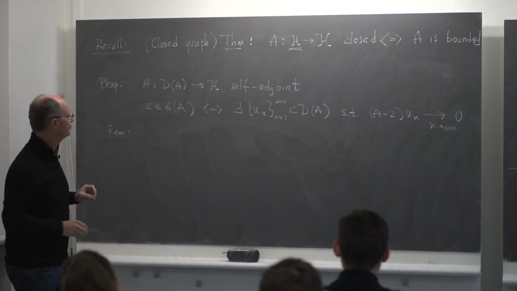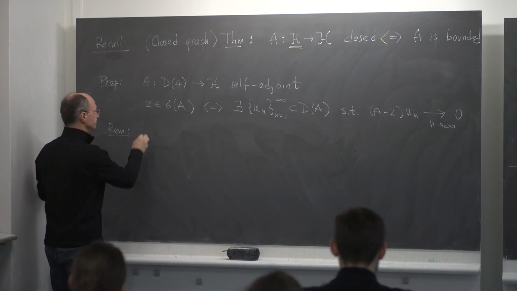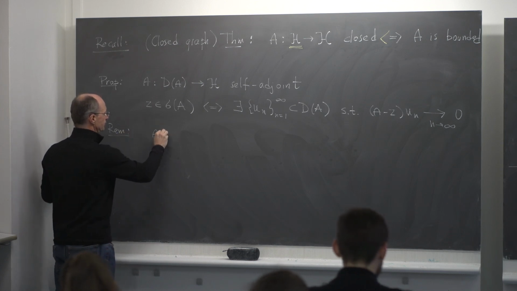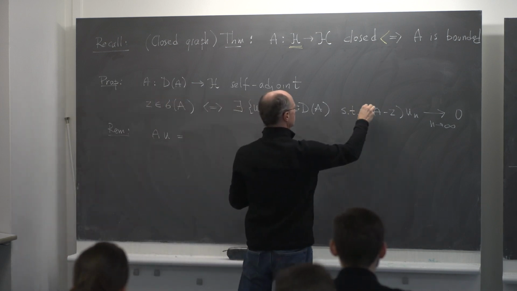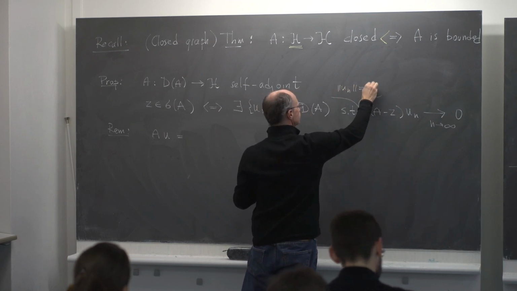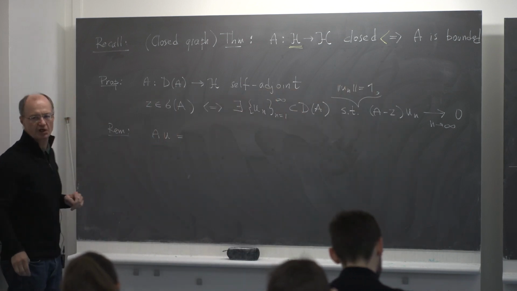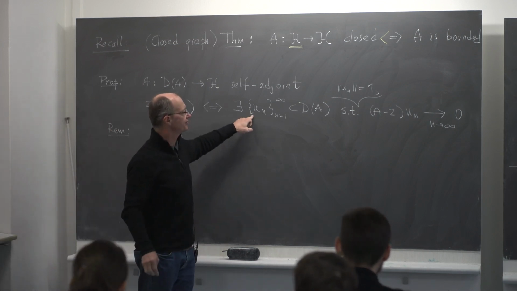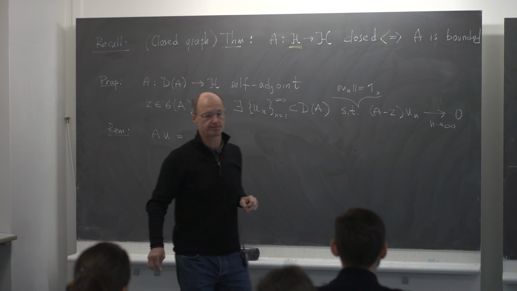Perhaps a remark before we discuss an idea of a proof of this fact. Sorry, maybe here I should add one more condition. Let me normalize the u_n to have norm equal to 1. So there is a sequence of vectors of unit norm such that those images converge to 0.